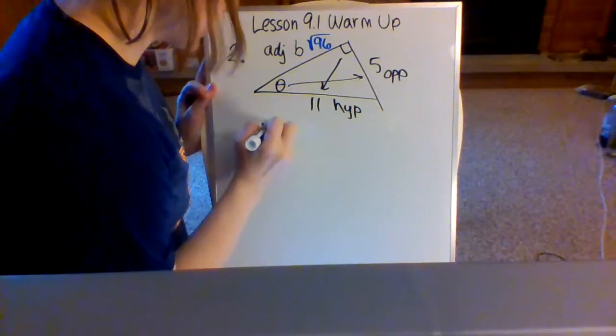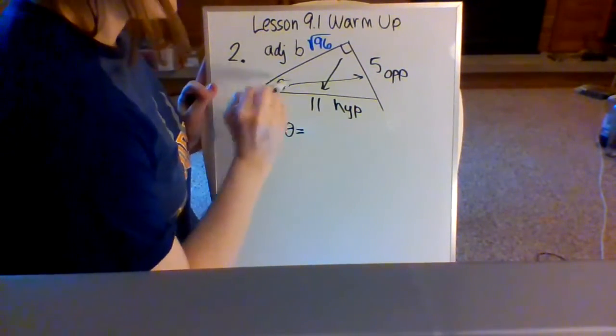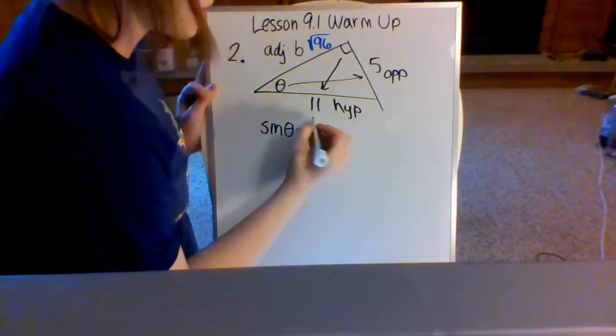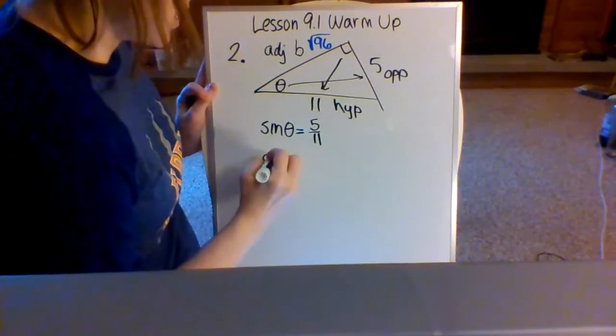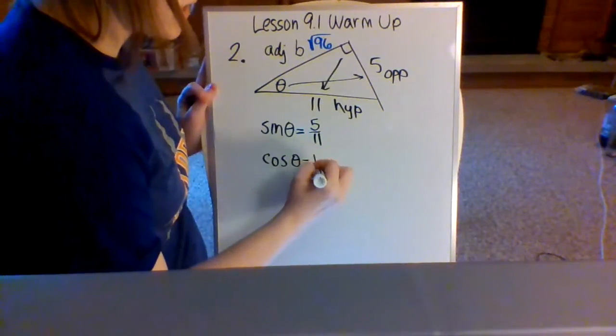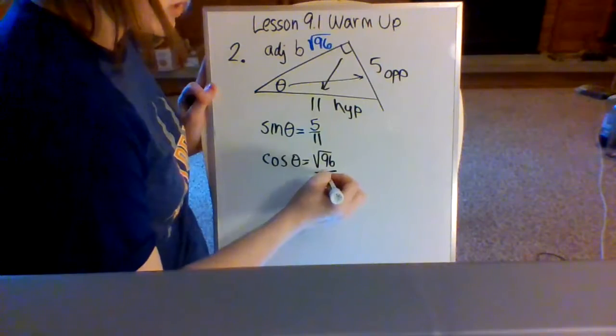Okay, so now we're going to write the 6 trig functions. Sine is 5 over 11 because it's opposite over hypotenuse. Okay, cosine theta is going to be adjacent, square root 96, over hypotenuse, which is 11.